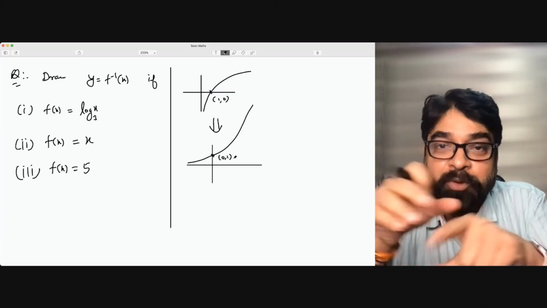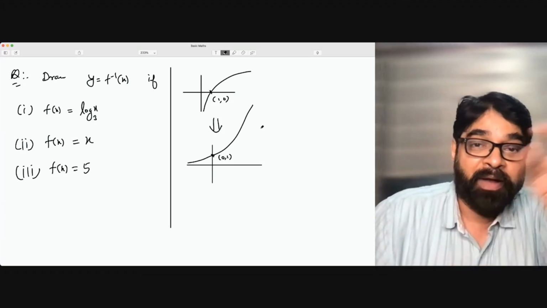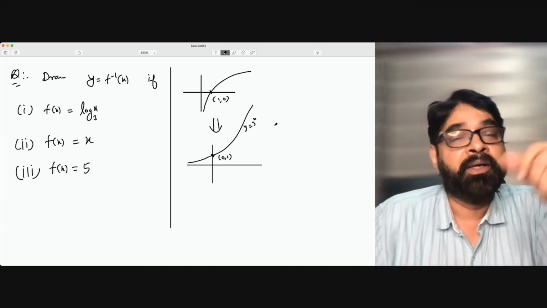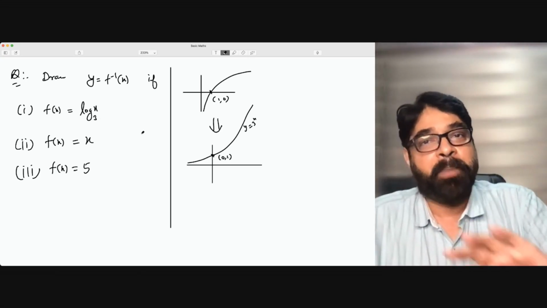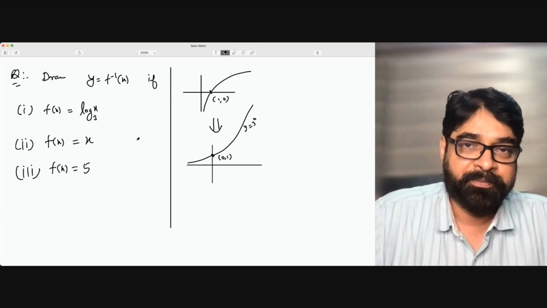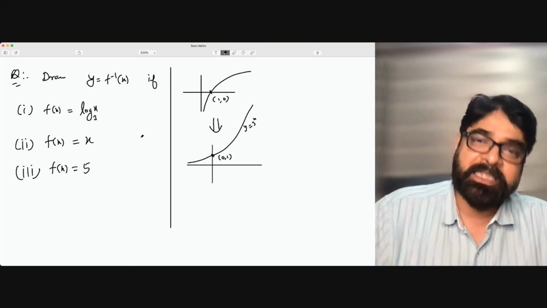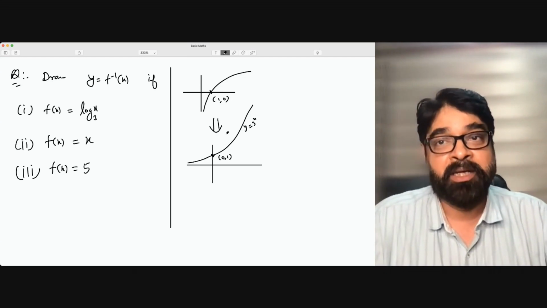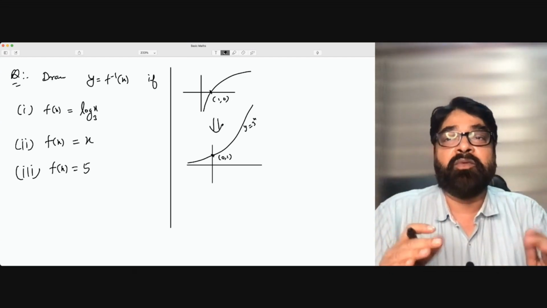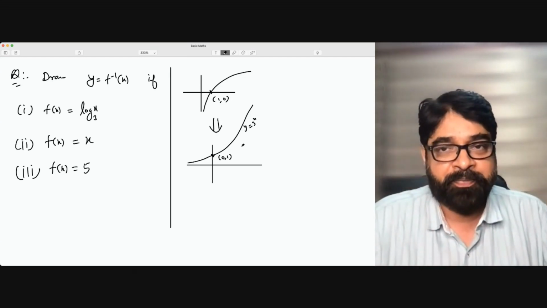Have you understood? This is the graph of y equal to 3 power x. Why? Because log inverse is the power function, and power inverse is the log. So the graph itself will tell you that the inverse of log is the power function, meaning a power x. Log x base a inverse is a power x.